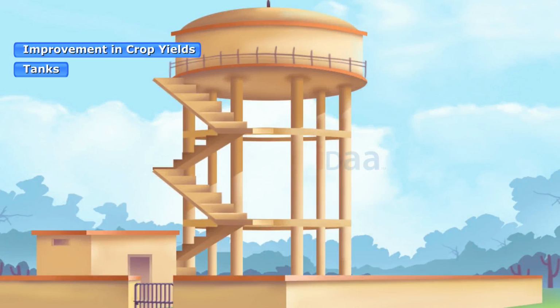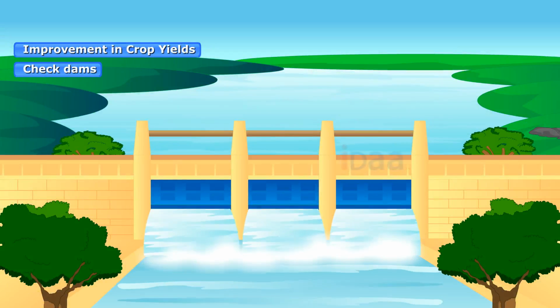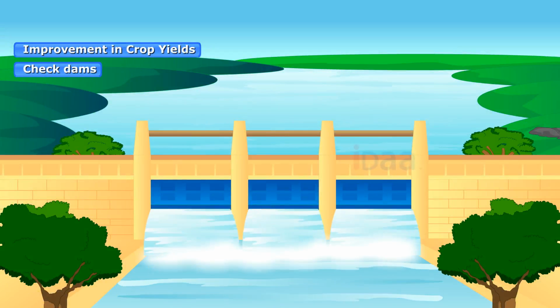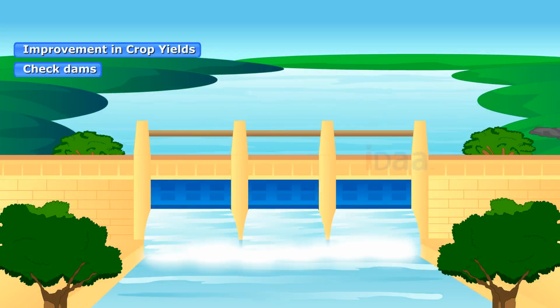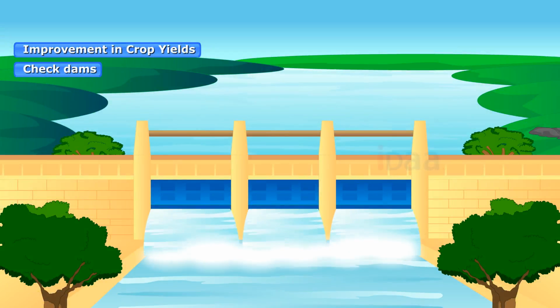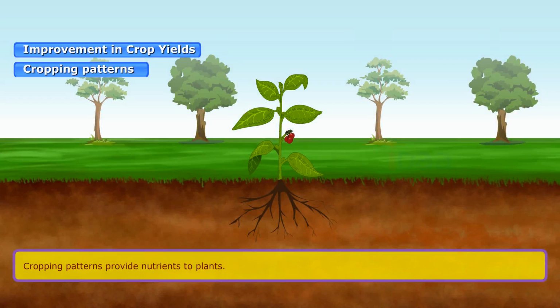Tanks. Tanks are small storage reservoirs. Check dams. They stop the rainwater from flowing away and reduce soil erosion. Cropping patterns. Cropping patterns provide nutrients to plants.